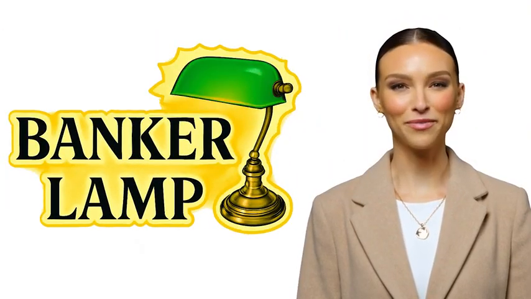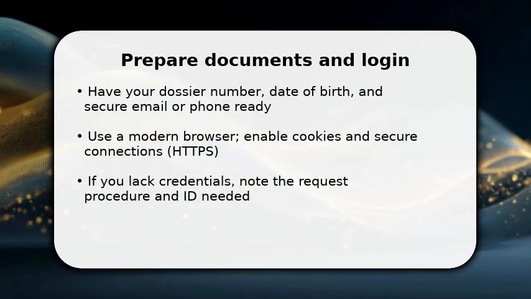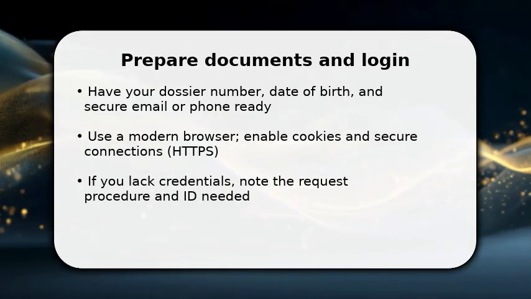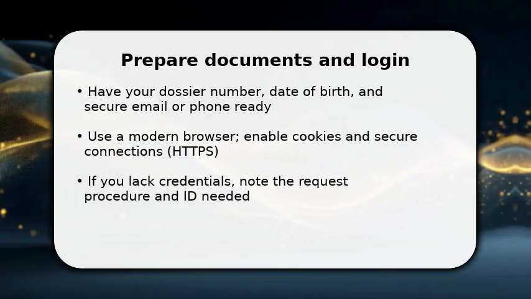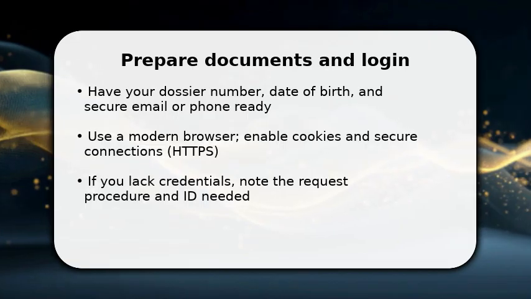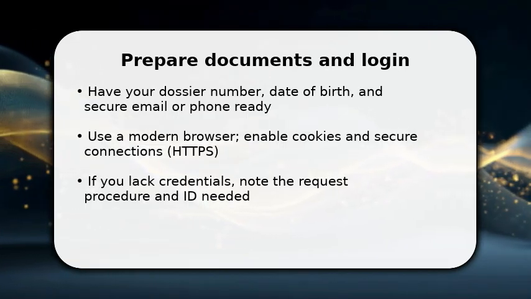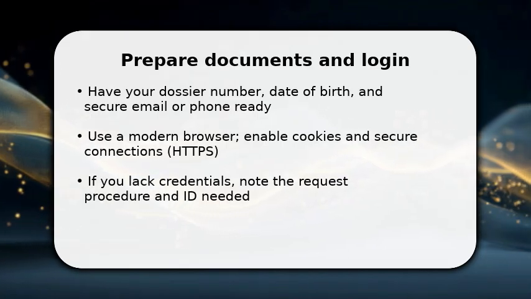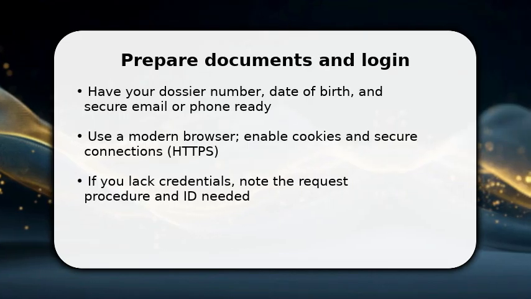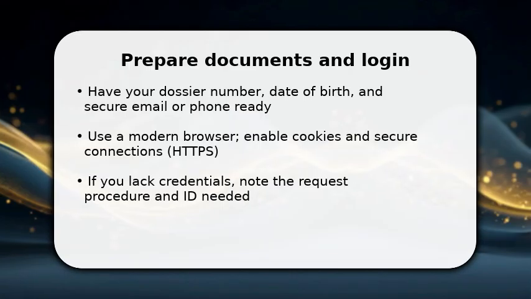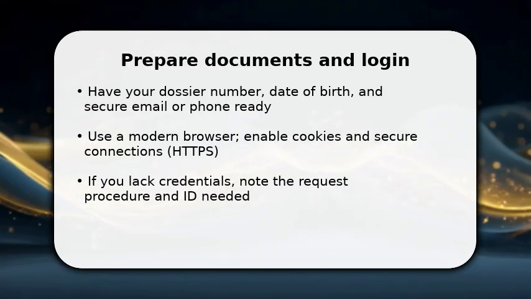Please enjoy the video. You start by gathering what you need: your Ofpra dossier number, date of birth, and the email or phone used when submitting. Once done, open a modern browser and ensure cookies and secure connections are enabled so the portal works reliably. Make sure you know whether you used a representative. If so, you need their authorization details. These first steps save time and prevent account lockouts, so double-check entries before proceeding to the login screen.